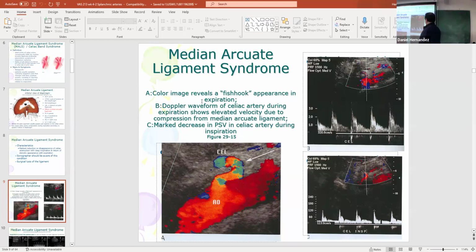Here was an example where they were Dopplering, where they measured almost 300 centimeters per second, or 320. And then with the deep inspiration, it drops down to like 120. So you're within that normal range now.